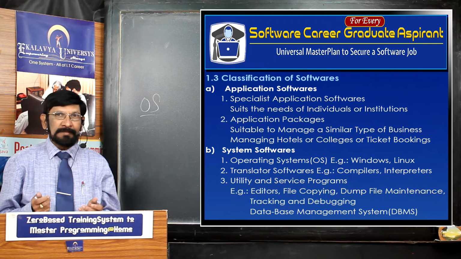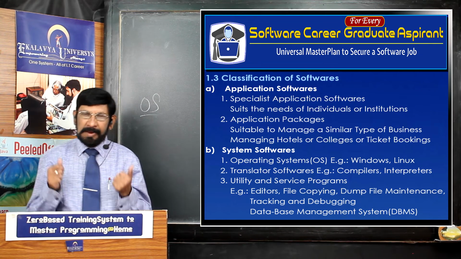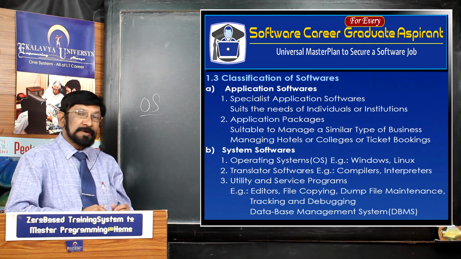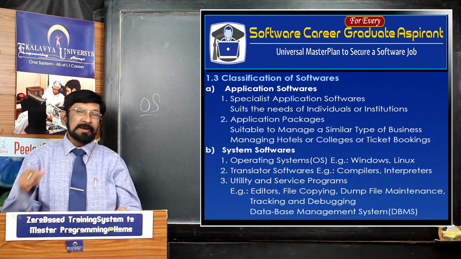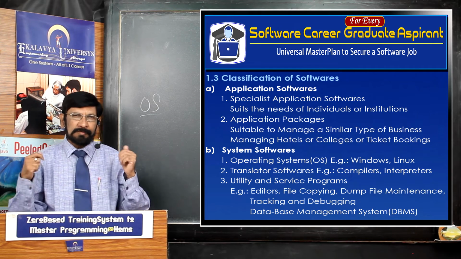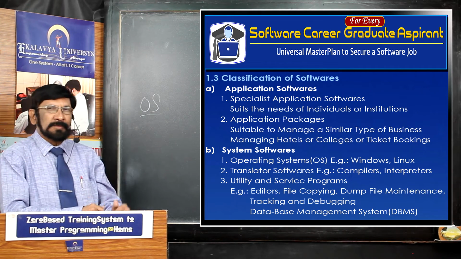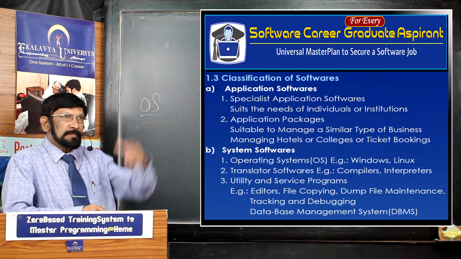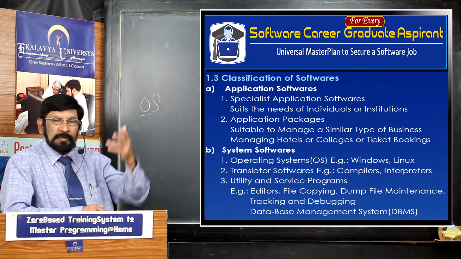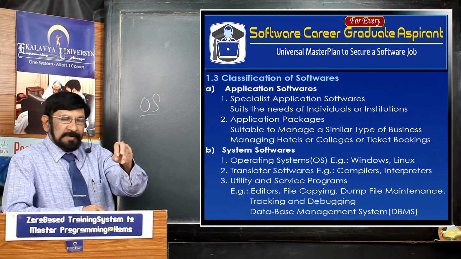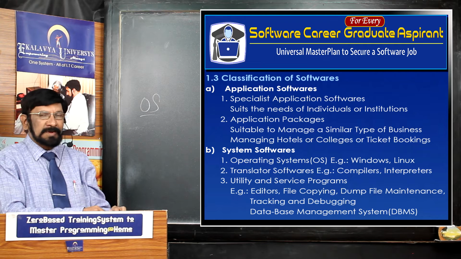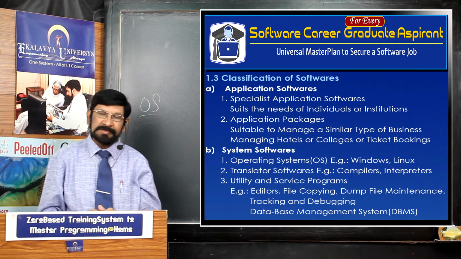Thereafter, file copying, file dumping, file maintenance, and then tracing and debugging. Actually, whenever you are developing programs, errors will come. Errors are there because after all we are humans. To err is human. So, tracing an error in a big document or a big program, how can you find it? So, tracing and debugging. After tracing, we have to fix it. That is debugging. For that, special software is there.